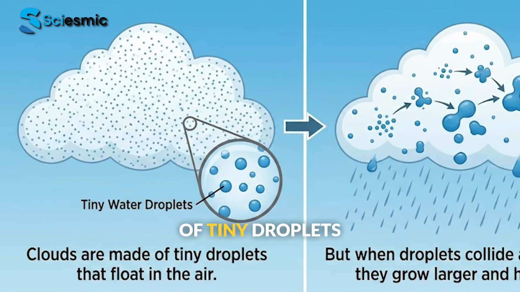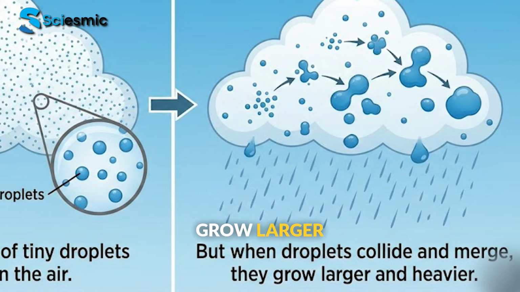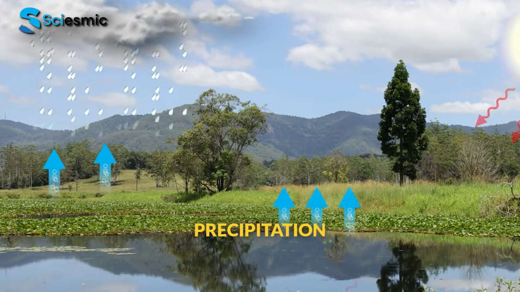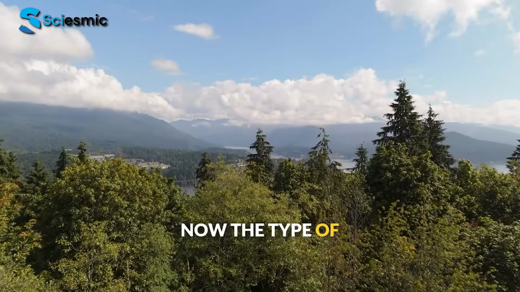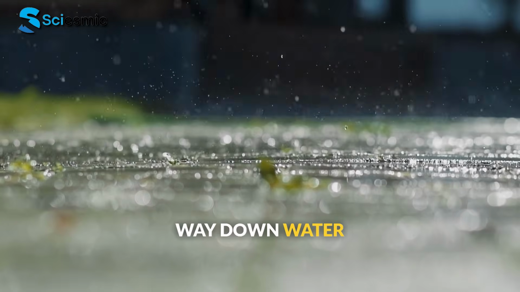Clouds are made of tiny droplets that float in the air, but when droplets collide and merge, they grow larger and heavier. Eventually, gravity pulls them down as precipitation, or rain. Now, the type of precipitation depends on temperature. If it's warm all the way down, water falls as rain.